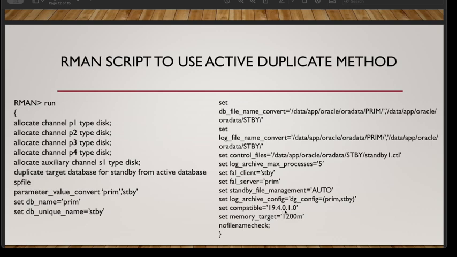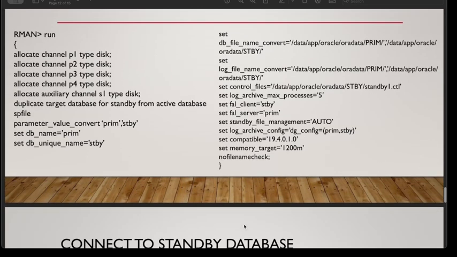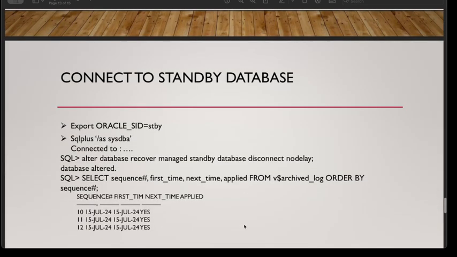Set compatible, we can mention compatible here. Set memory_target, it is not compulsory, you can remove that. NOFILENAMECHECK is important because it will not check the file names, which means the paths should be 100% the same, otherwise it will check and give errors. So NOFILENAMECHECK is also compulsory. Then this RMAN script is complete and it will start working.